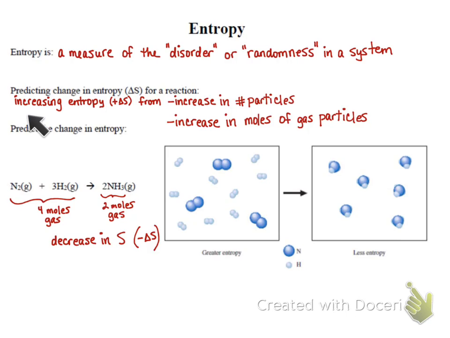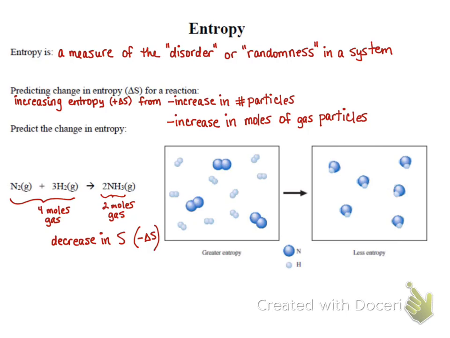So if it's increasing entropy or increasing disorder, it's going to be a positive delta S. And that happens if you increase the number of particles or increase the number of moles of a gas, because gas is so much more disordered than a solid or a liquid.